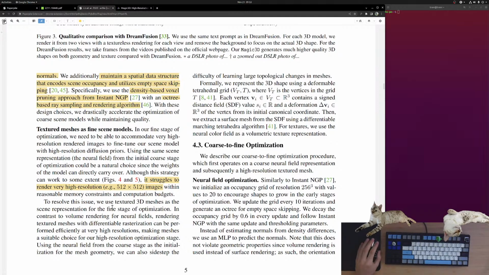To resolve this issue, we use textured 3D meshes as the scene representation for the fine stage of optimization. Rendering textured meshes with differentiable rasterization can be performed efficiently at very high resolution. Huh, okay. This is really interesting.